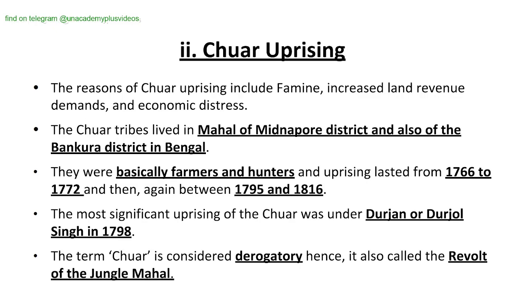Chuar uprising. The reasons of Chuar uprising include famine, increased land revenue demands, and economic distress. The Chuar tribes lived in Mahal of Midnapur district and also of the Bankura district in Bengal. They were basically farmers and hunters, and the uprising lasted from 1766 to 1772 and then again between 1795 and 1816. The most significant uprising of the Chuar was under Durjan or Durjol Singh in 1798. The term Chuar is considered derogatory, hence it is called the Revolt of the Jungle Mahal.